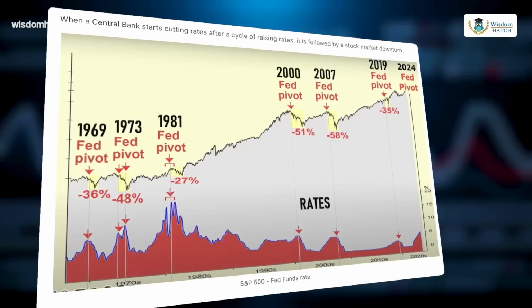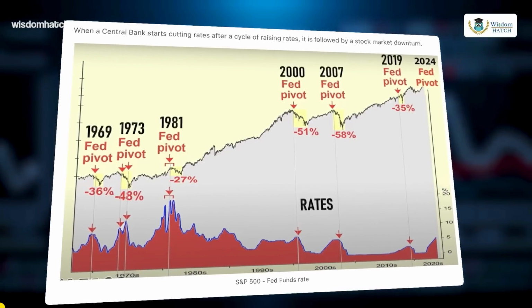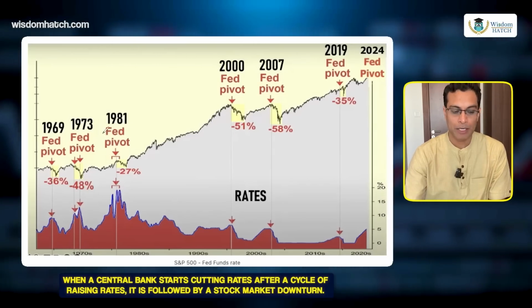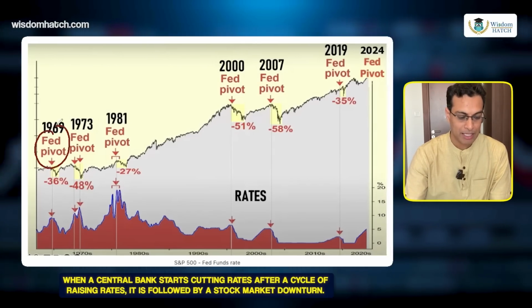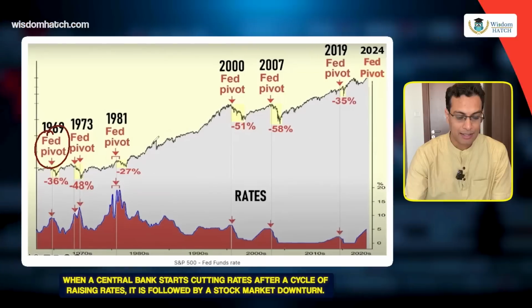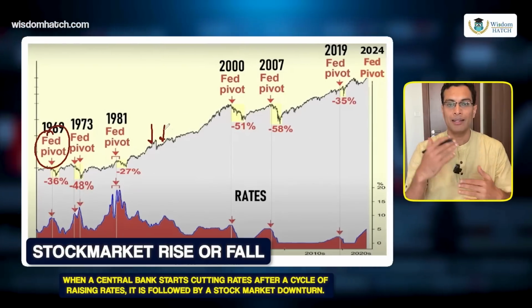So let me start today's video by showcasing this chart. This is one of the most important charts that I will show. What you would notice from this chart is that there is a relationship between interest rate cuts. For example, this Fed pivot means that the Fed changed the interest rate. And this line indicates the stock market rise or fall.